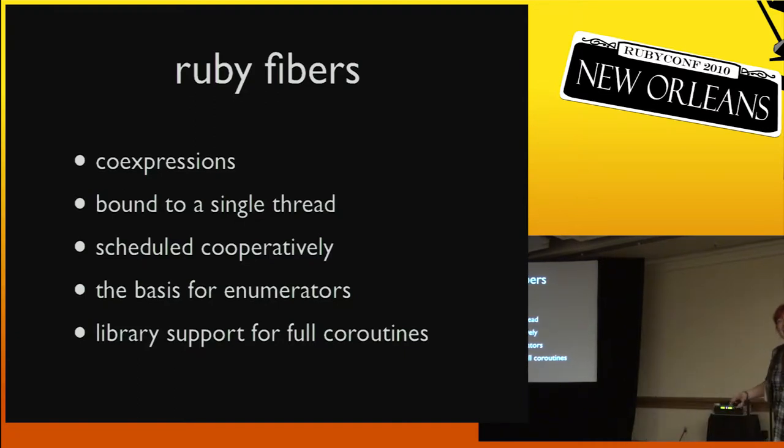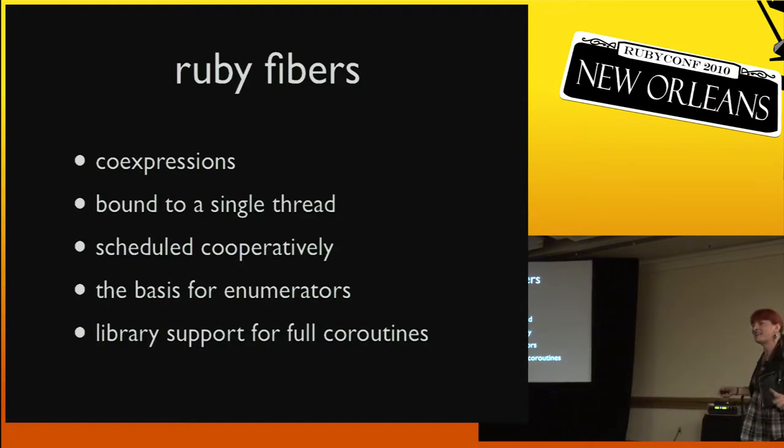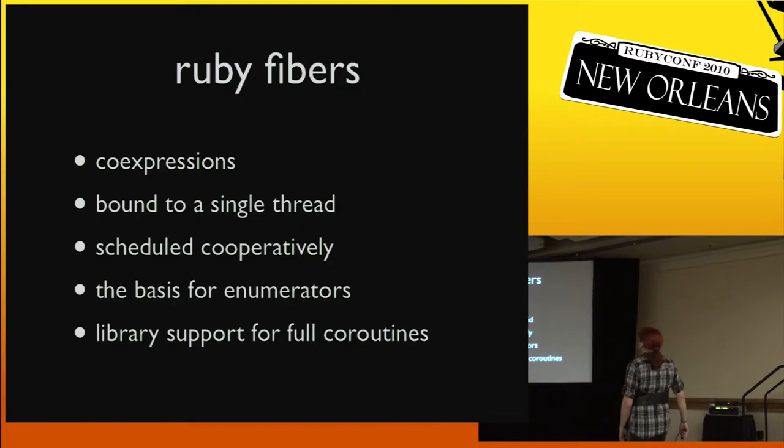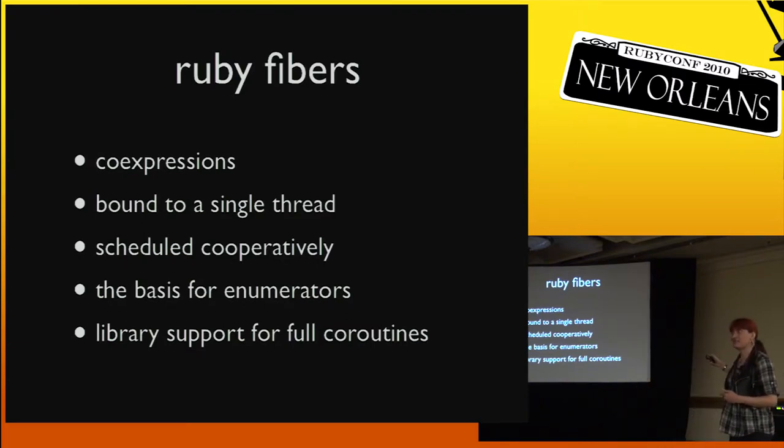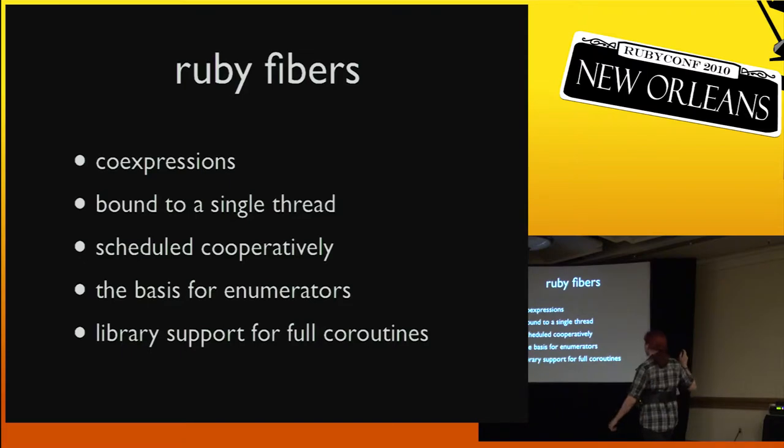Conceptually annoying. I don't have a need to do it. It's just I hate things that won't let me do something. You know, it's just a point of principle. But fibers are basically co-expressions. They're scheduled cooperatively, i.e. when they yield to something else. Nothing schedules them for themselves. We will see something similar to this later in the talk that does get automatically scheduled, that is really neat. And they're the basis in 1.9 for enumerators.